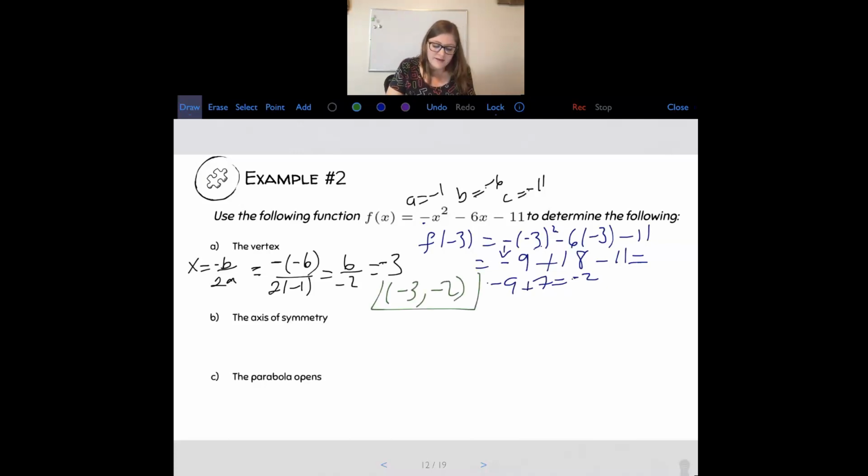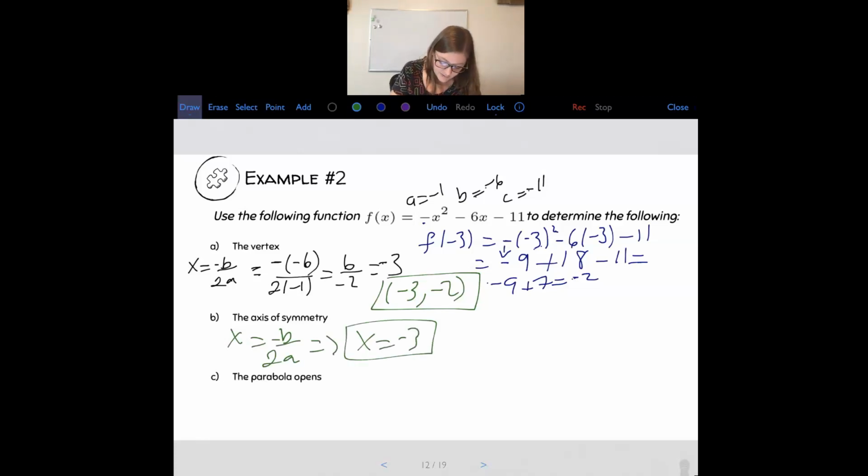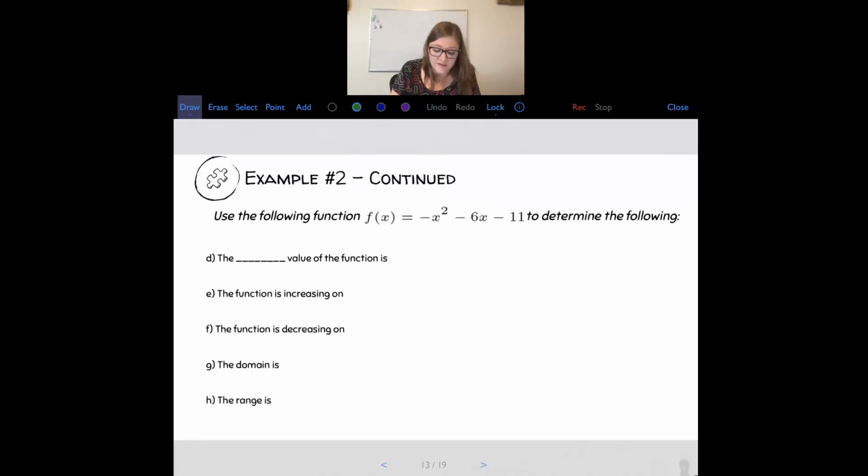Okay. The axis of symmetry is x is negative b over 2a, or remember it as the x-coordinate of the vertex. X is negative 3. Okay. And the parabola opens, since a is negative, this is going to open downward. Next, do we have a minimum or maximum? Well, since it opens downward, we are going to have a maximum, and the maximum is the y-coordinate of the vertex, negative 2. And then we have increasing, decreasing, domain and range.